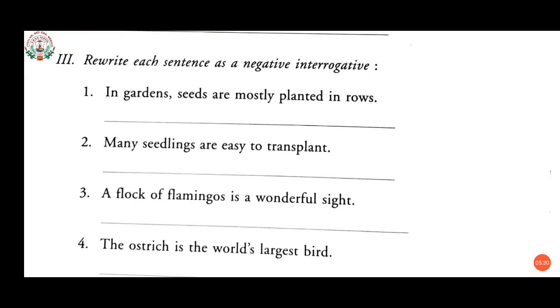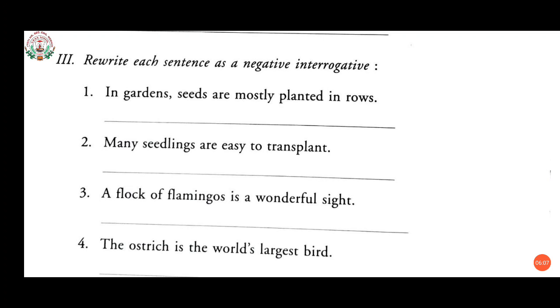Now third one, rewrite each sentence as a negative interrogative. First one, in gardens. Negative interrogative means, students, you have to use not in a sentence, okay, and you have to make a question. Negative means not, and interrogative means you have to make a question. So first question is here: in gardens, seeds are mostly planted in rows. And we have to make a question here, as interrogative is given.